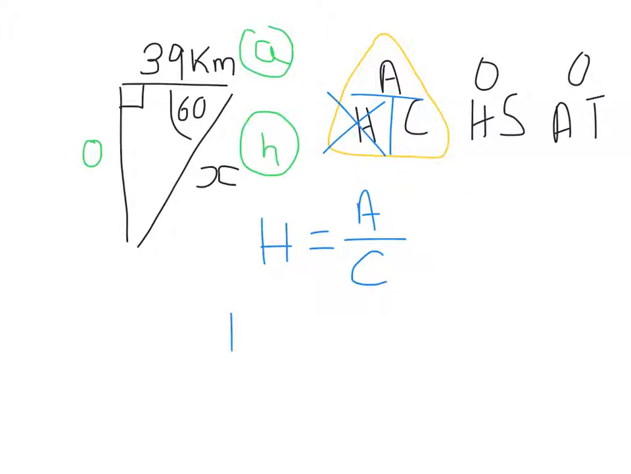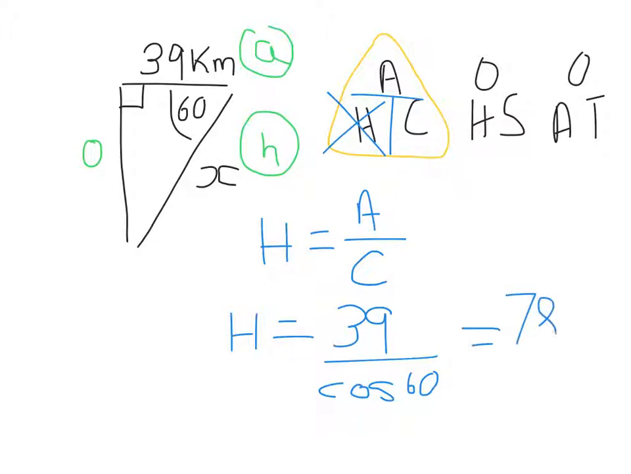So H is equal to A, which is 39, divided by cos of my angle, which is 60. And if I put that on my calculator, 39 divided by cos of 60 is equal to 78 kilometres.